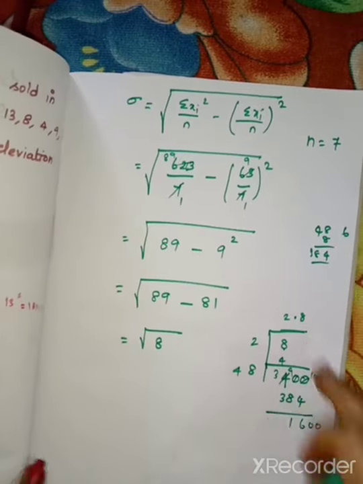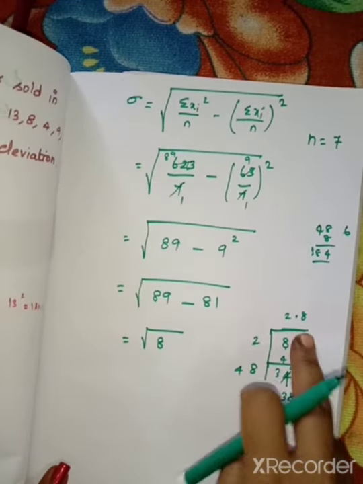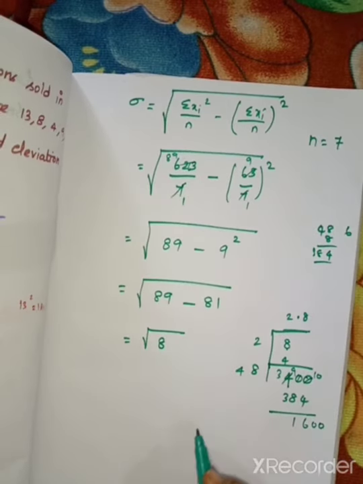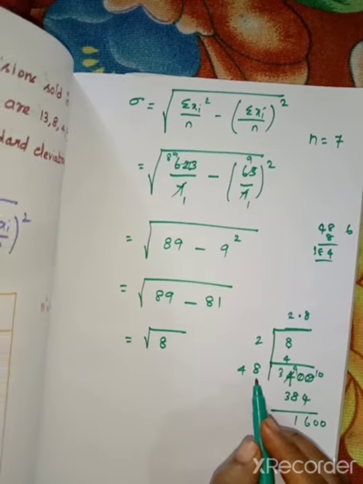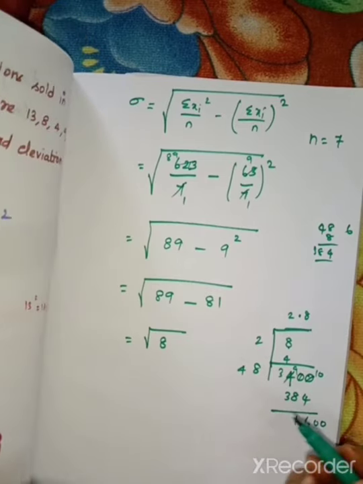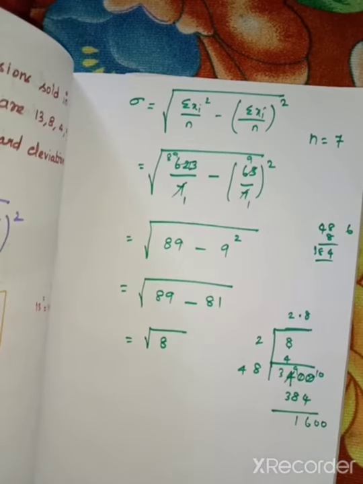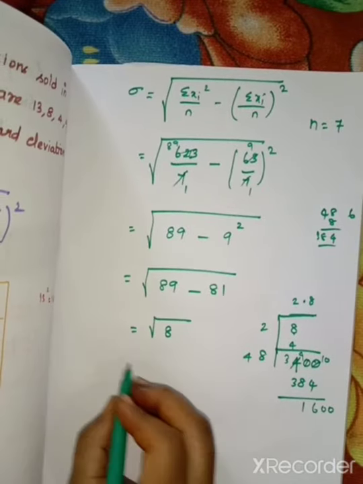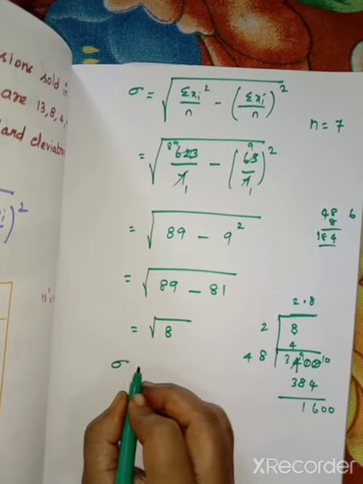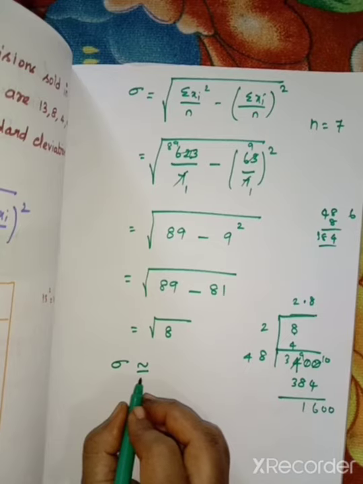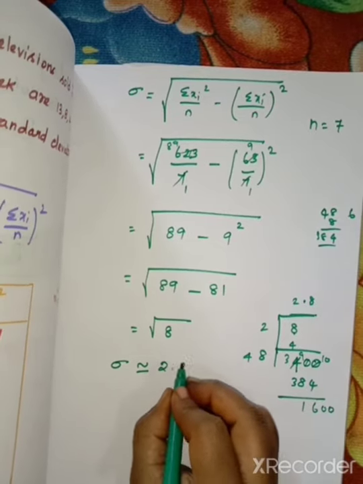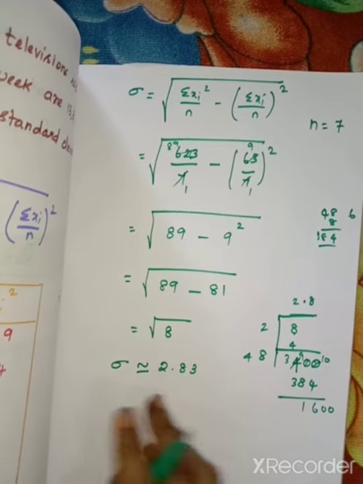If you know, you have to write, or otherwise you have to write till 2.8. Because if you multiply again, that is 8 alone you have to multiply with the 2, we get 96. So it will be going on. So the approximate value for root 8 is, this is the approximate symbol, so root, sigma is approximately equal to 2.8, or otherwise 2.83.